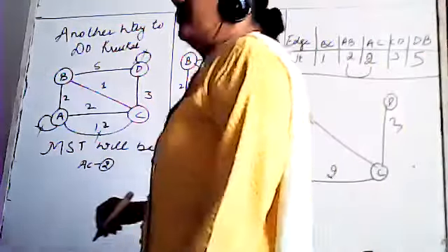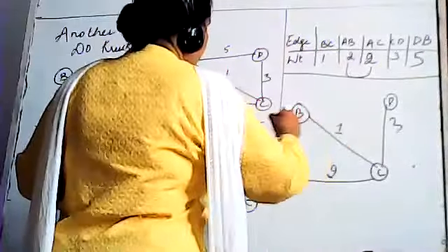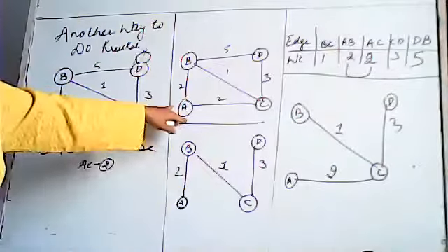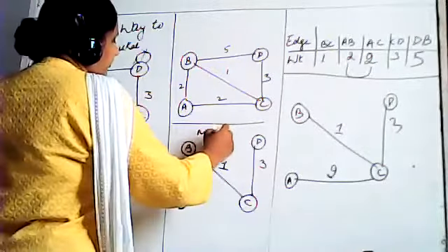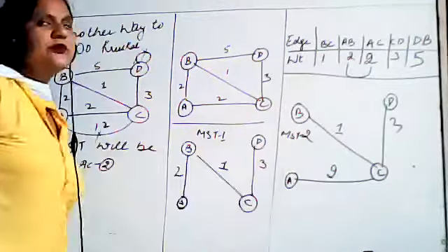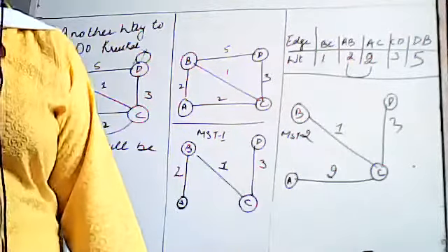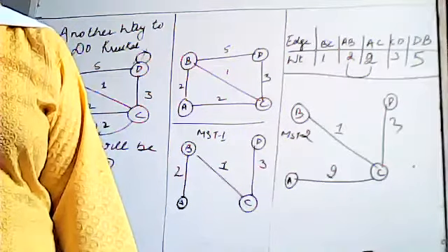Fine. Now, these are the two variations of this particular graph. There are two minimum spanning trees, MST1 and MST2. You have to simply discard the edges which are forming the loop and consider the edges with the least weight.